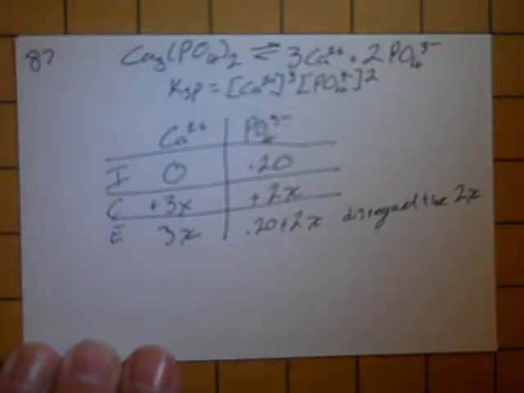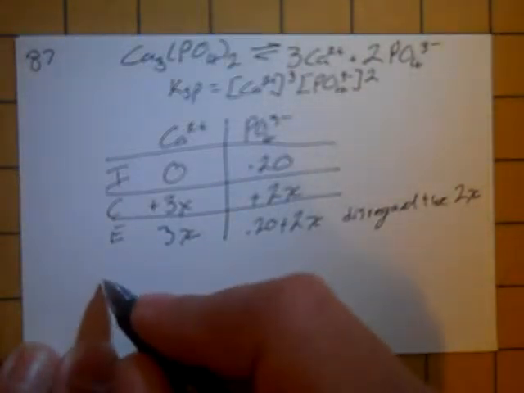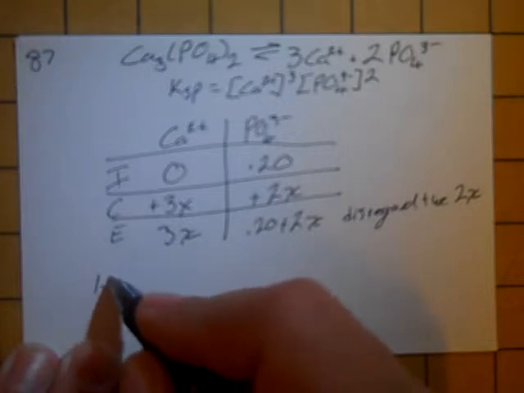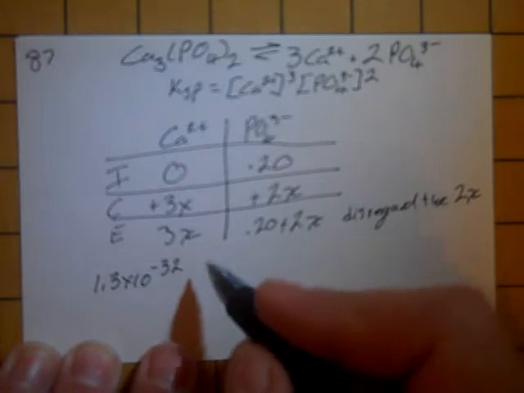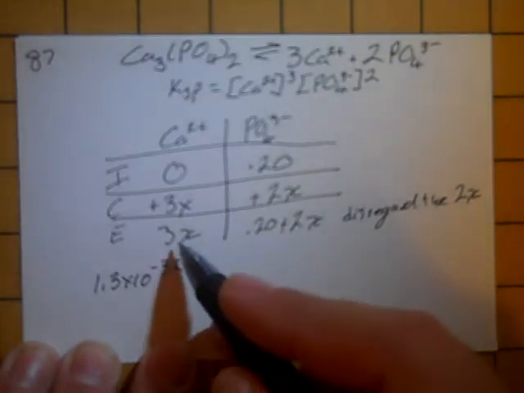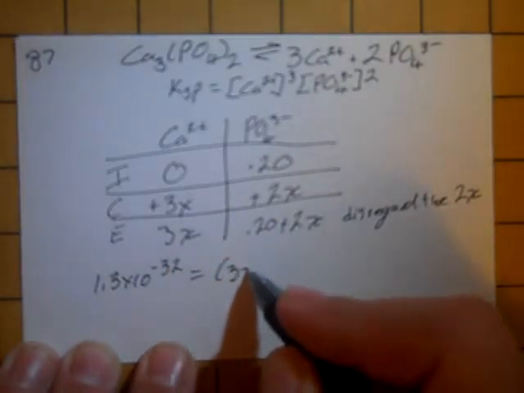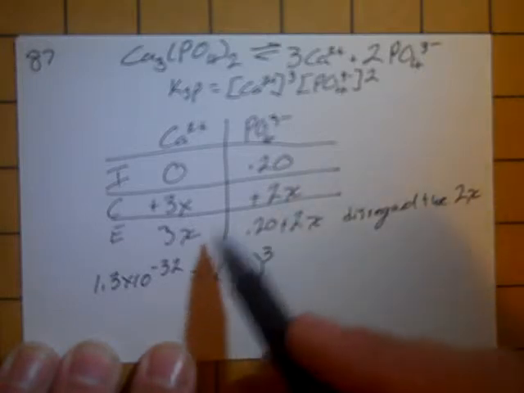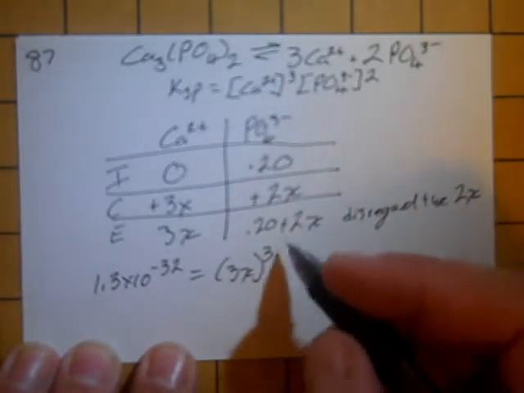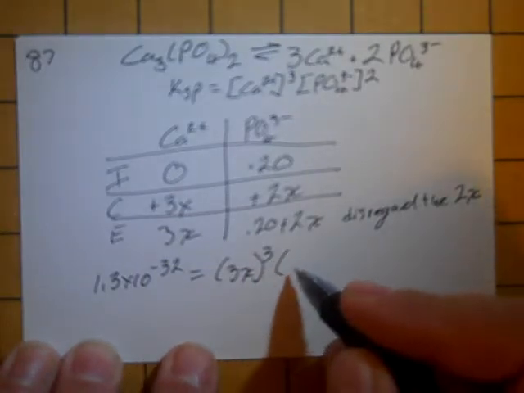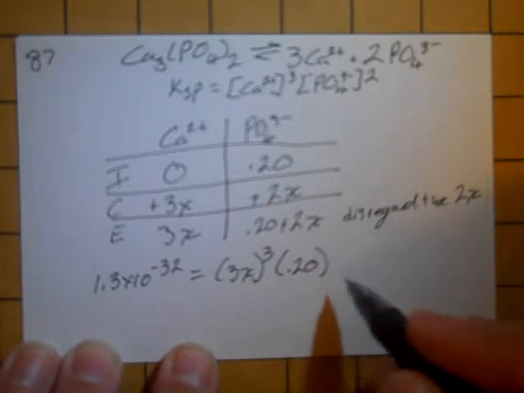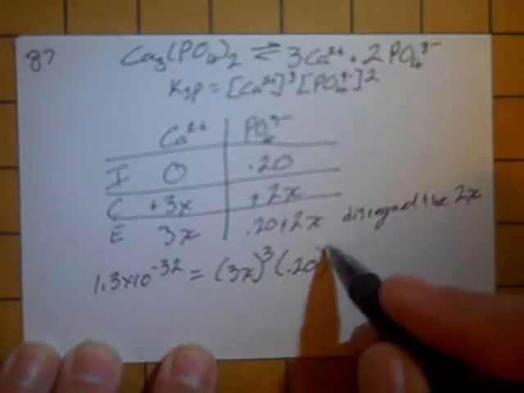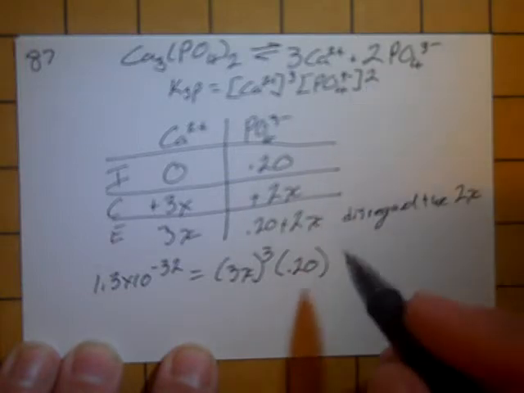So all I need to do is plug these into the KSP expression. We know that KSP is 1.3 times 10 to the minus 32. And that's going to equal concentration of calcium, 3x, cubed, because we take the concentration and we cube it, times the concentration of phosphate, which is just 0.20 because we ignore the additional amount, and it gets squared.